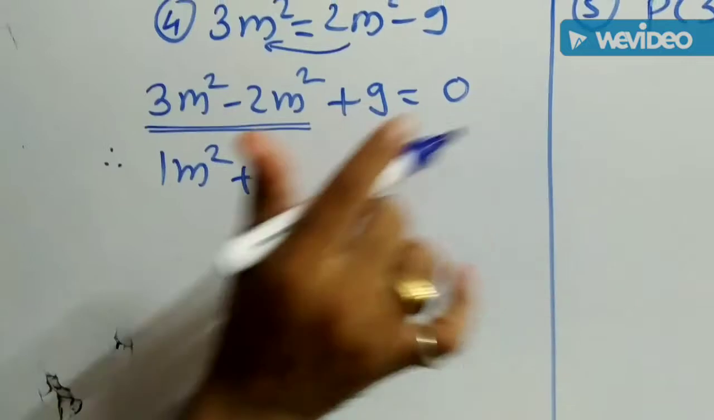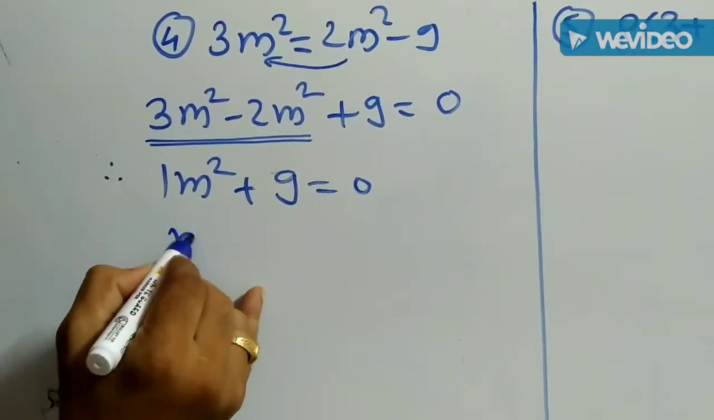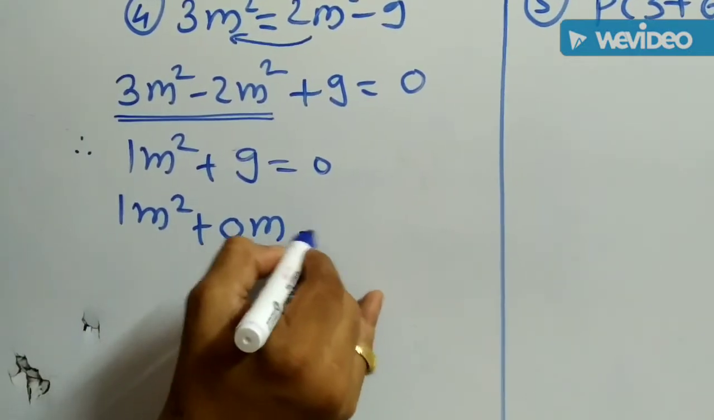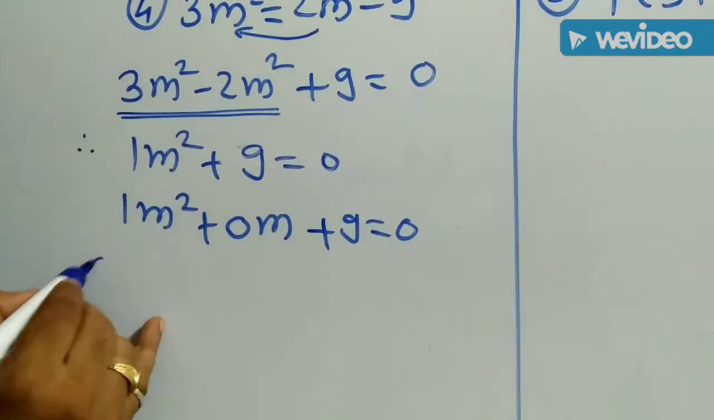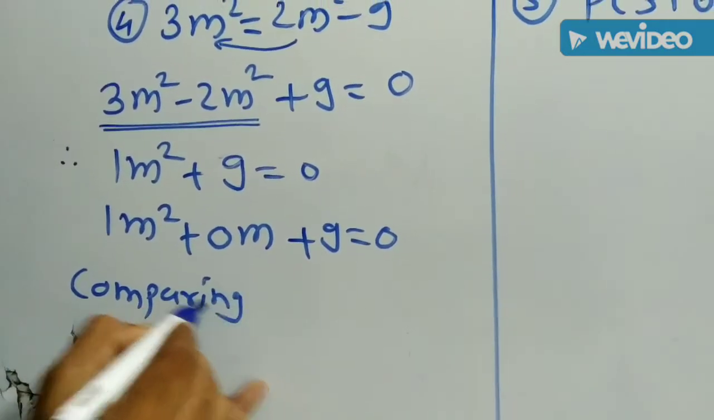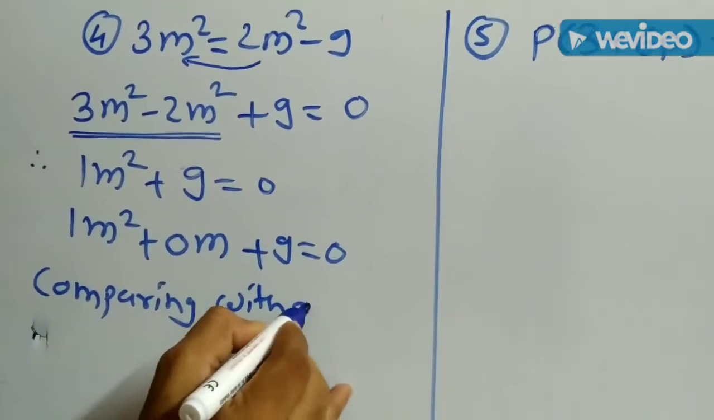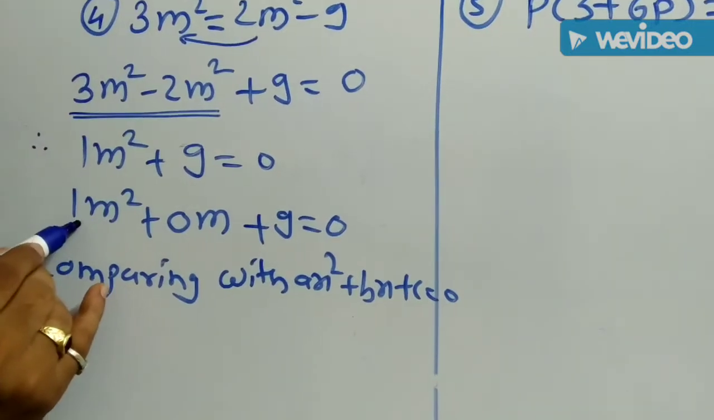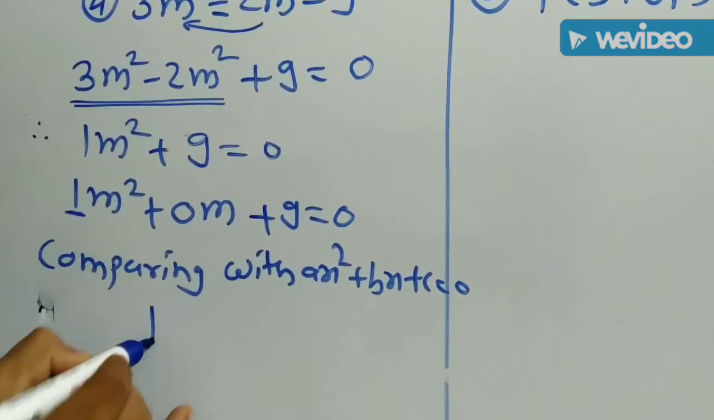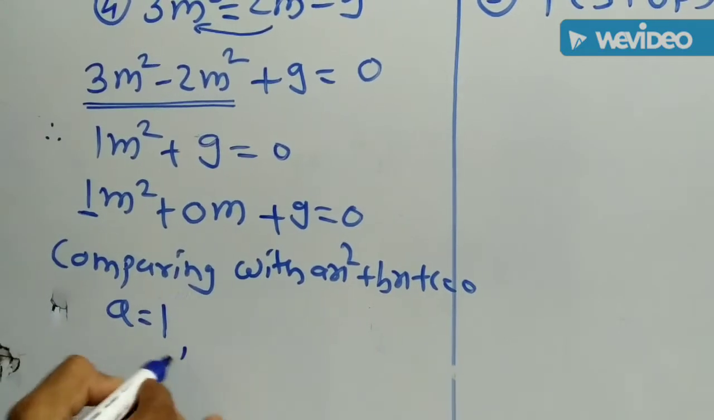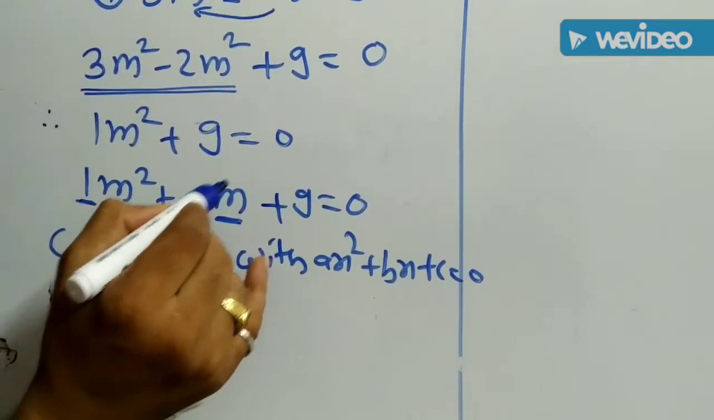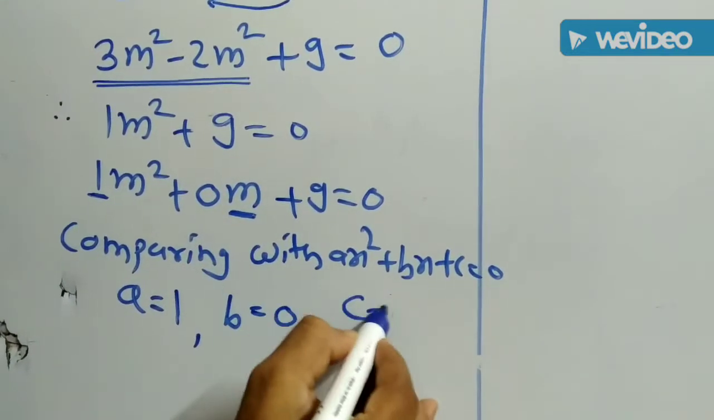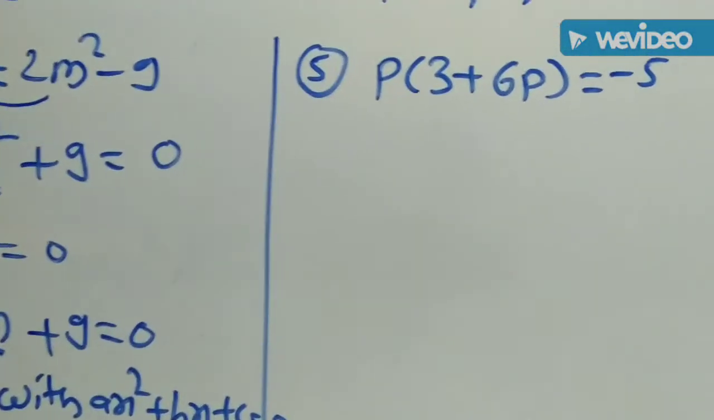Firstly here we write m square plus 9 is equal to 0. Now 1m square, m term is not given, therefore we can write 0m plus 9 is equal to 0. Now to write the values of a, b, c, comparing with ax square plus bx plus c is equal to 0. Coefficient of square term is 1, therefore here a is 1. Coefficient of variable with degree 1 is 0, therefore b is equal to 0. And last is the constant term, that is c is equal to 9.